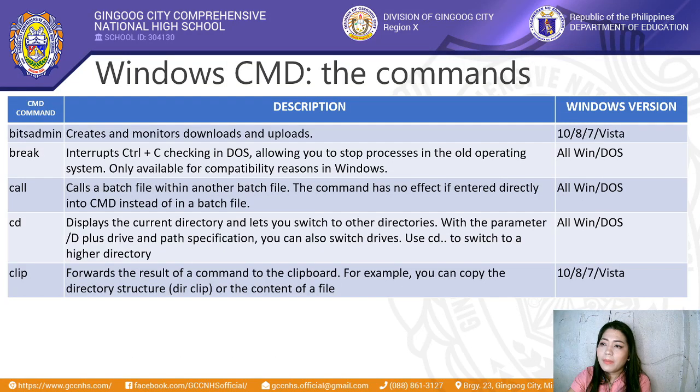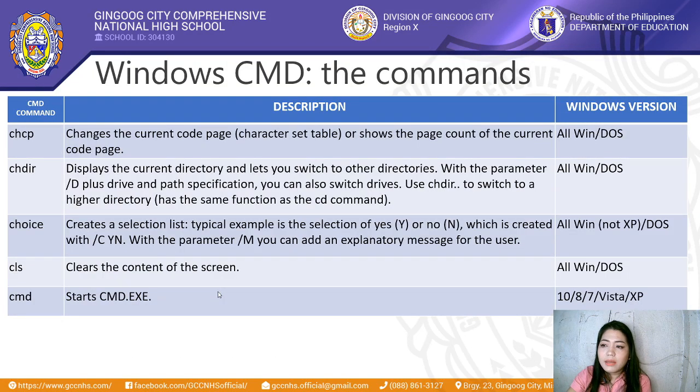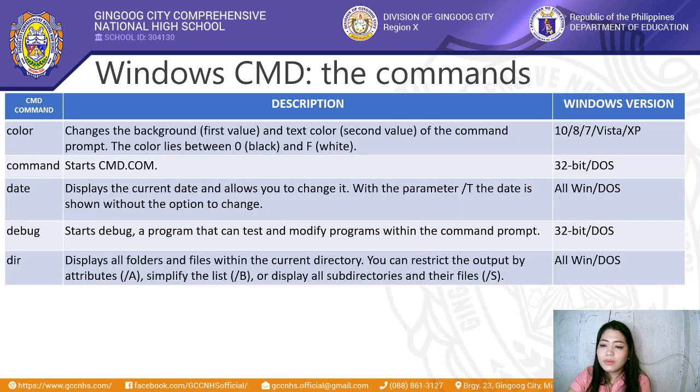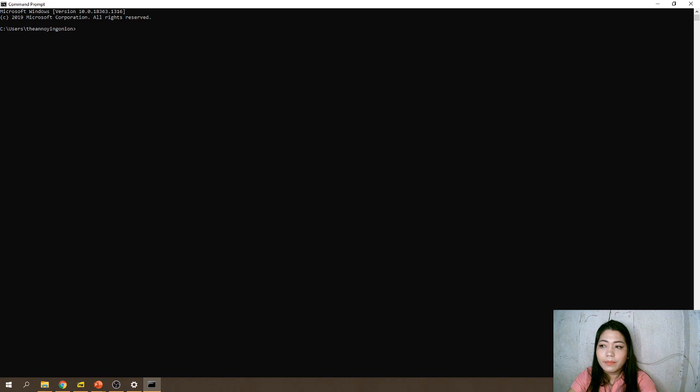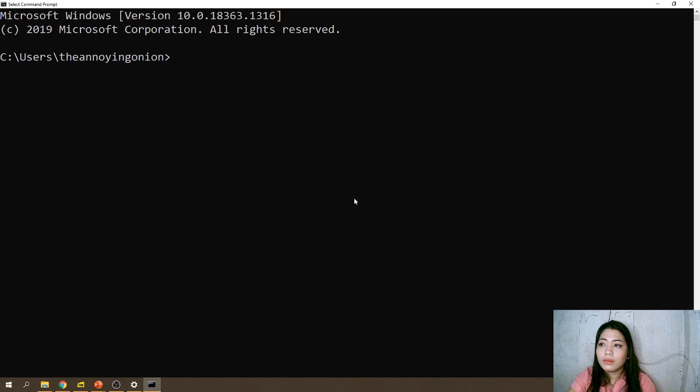So let's try some of these command lines. Okay, so let's go to our, we will use the dir or the directory command. This line here says that currently we are at drive C under the users. This is the user.